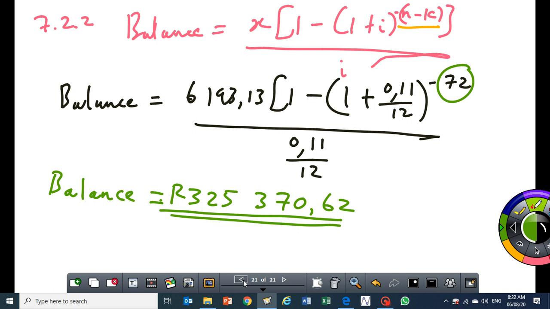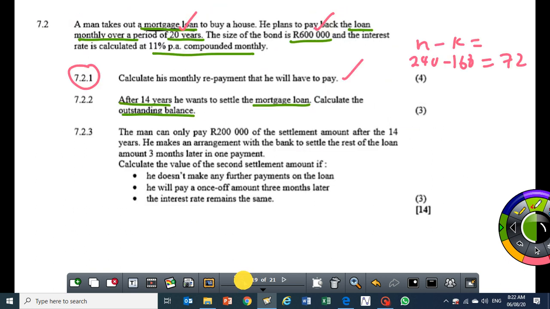Any question? Then the next one, 7.2.3 says, then the man can only pay 200,000. So that 325,000, he can only pay 200,000 of the settlement amount after the 14 years. He makes an arrangement with the bank to settle the rest of the loan amount 3 months later. Okay? It's not saying in 6 months' time. Sorry, in 3 months' time. It says 3 months later in one payment. Calculate the value of the second settlement amount.